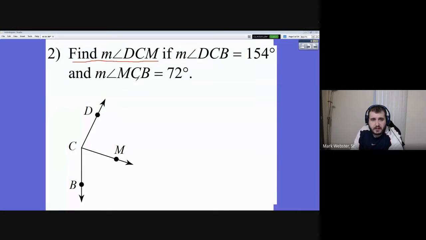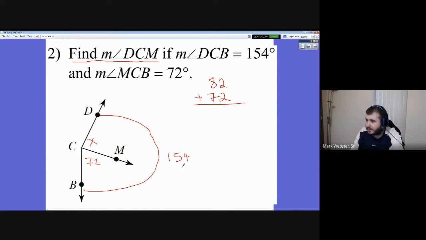So look at what they tell us. They want us to find DCM. They want us to find this angle in here, right? They tell us that DCB, the whole thing, is 154. And they tell us that MCB, this one, is 72. So let's see, is 82 right? If it is, if I add it to the other small one, I better get 154. 2 plus 2, 8 plus 7.